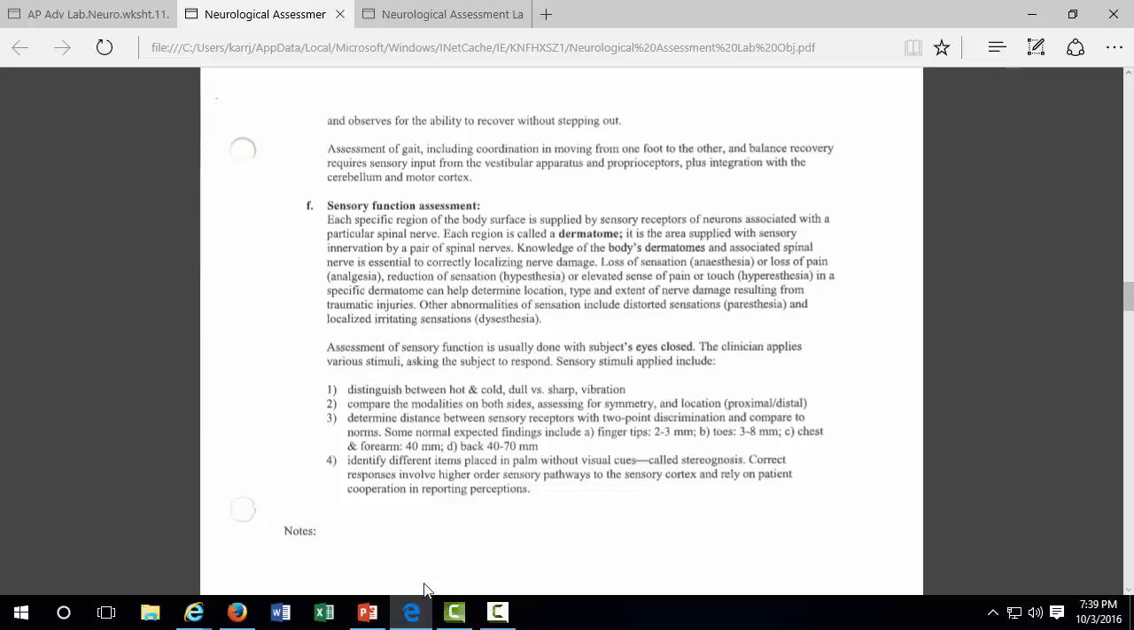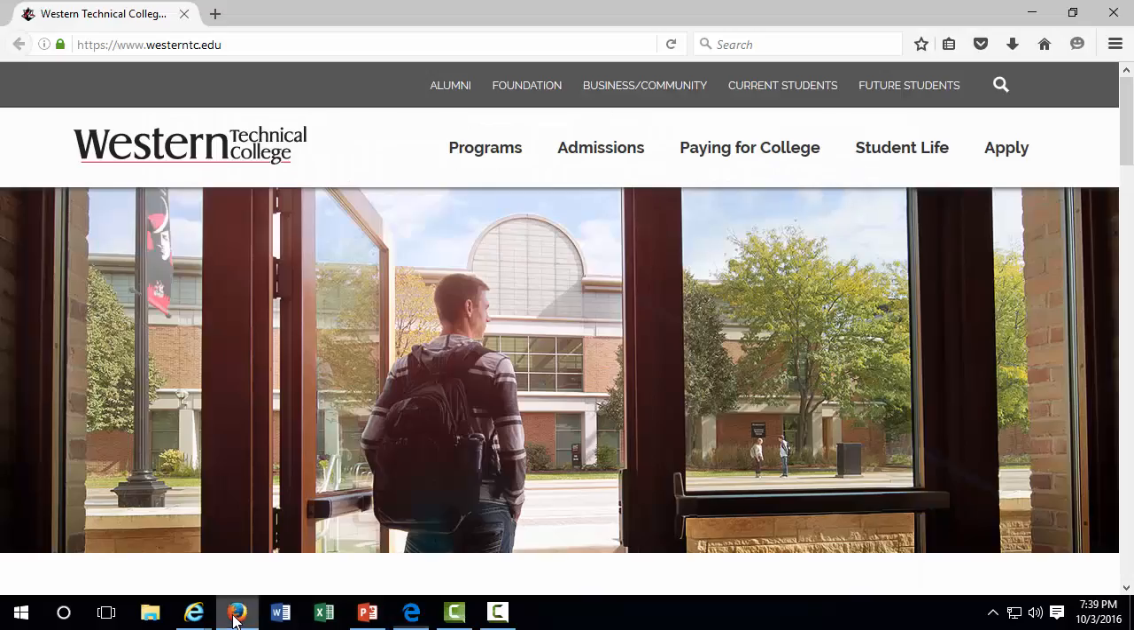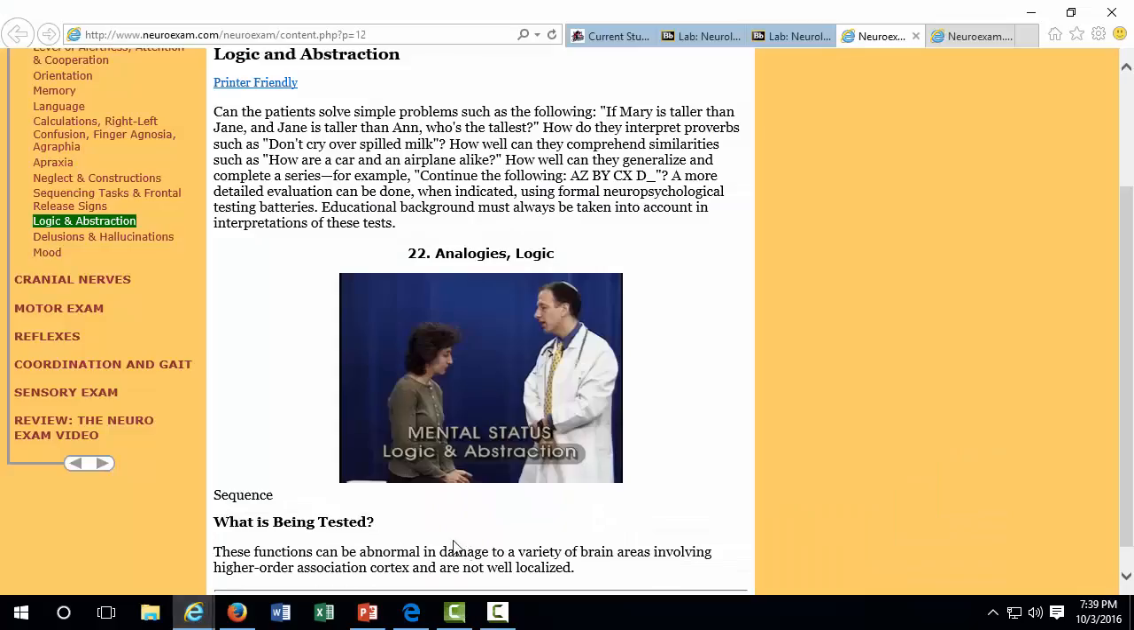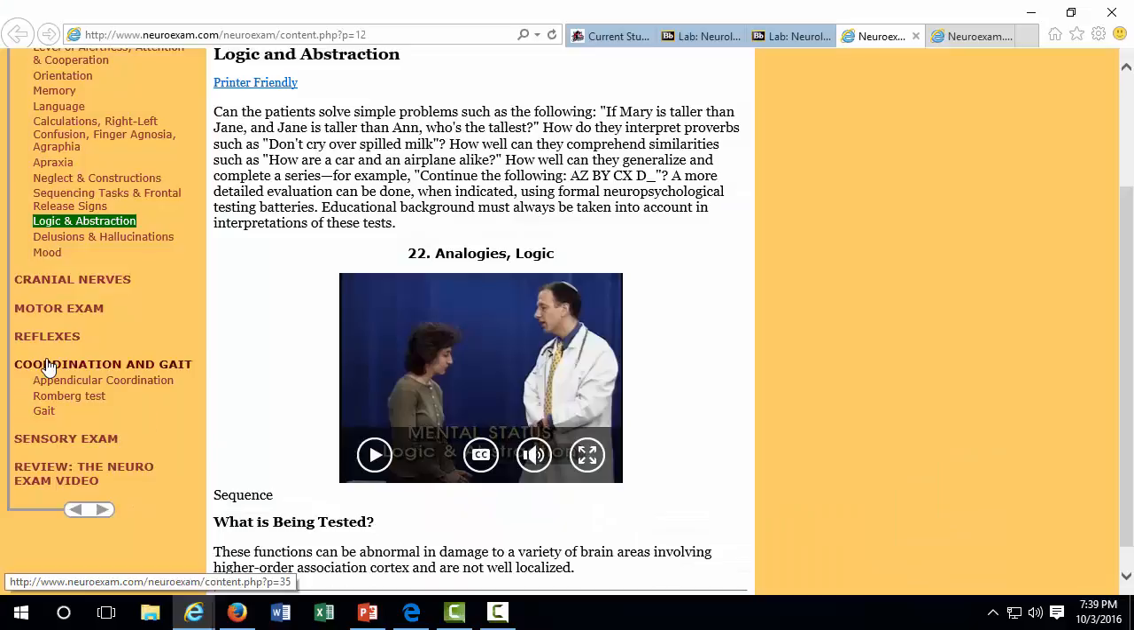So let's look at the Romberg test. I want to just draw your attention to that particular test, because he demonstrates it here.